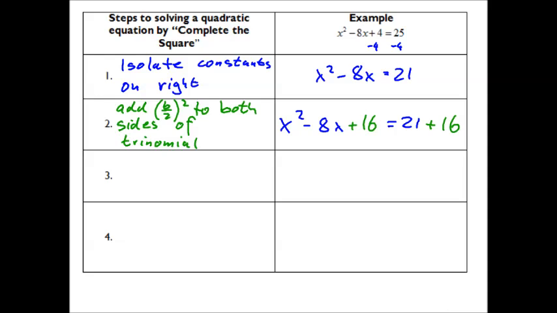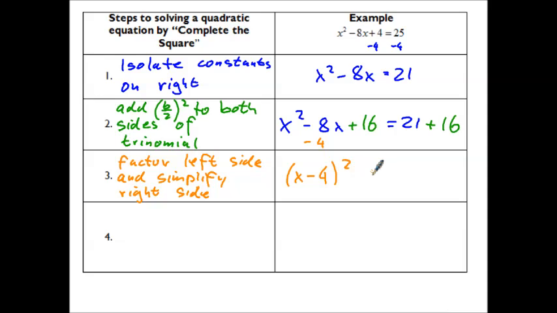In our next step, we're going to factor the left side and simplify the right side of our equation. We had negative 4, which was half of negative 8, squared turned into 16. So our factored form is x minus 4 squared. And on the right, we have 21 plus 16, which is 37.